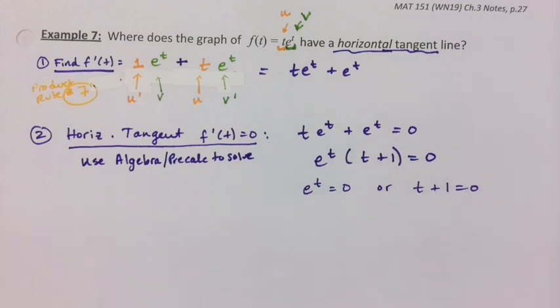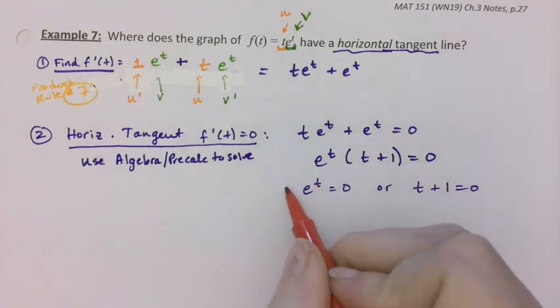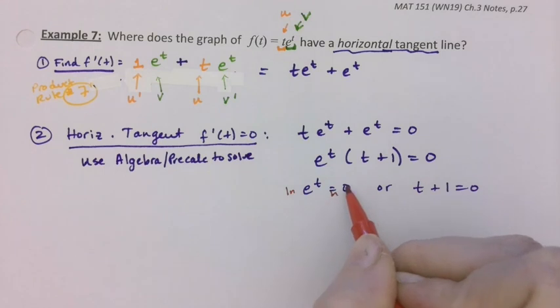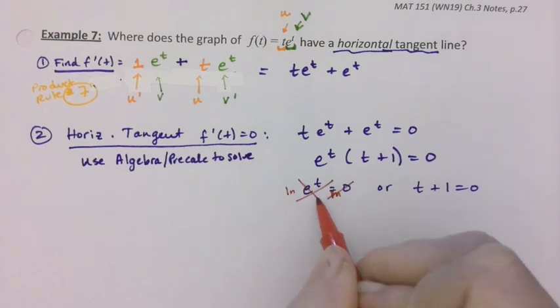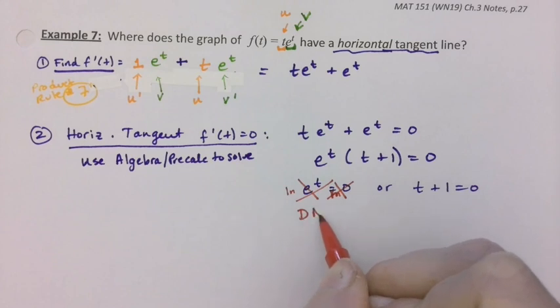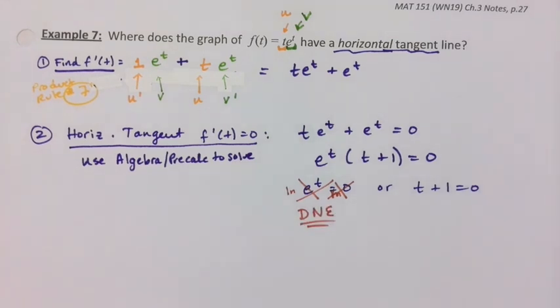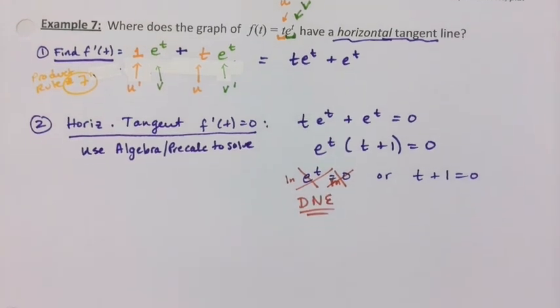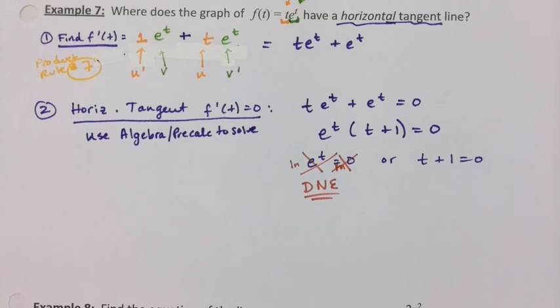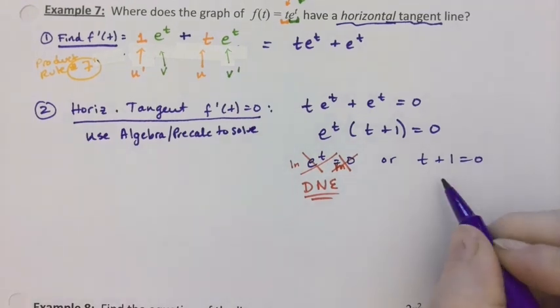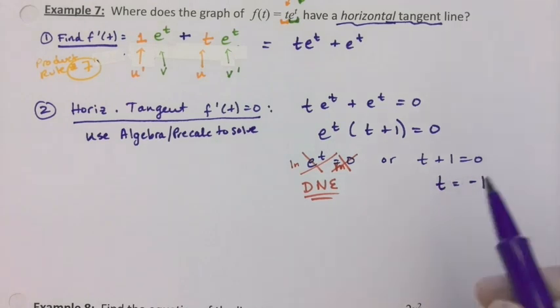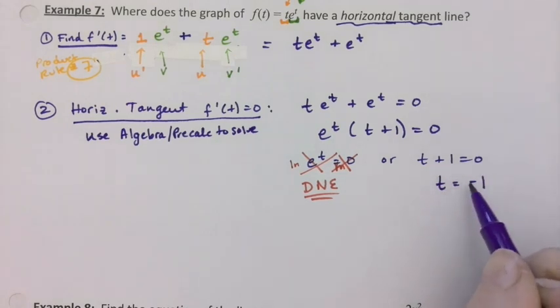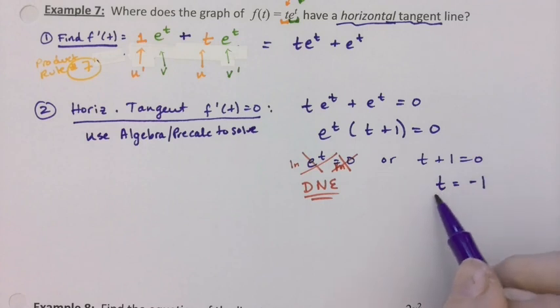But the one on the left is impossible. If you try to take the log of both sides, you get the log of 0, which cannot happen, right? So this is impossible, does not exist. Right? You cannot take the log of 0. There is no exponential function that will ever intersect the x-axis unless you give it a vertical shift of some kind. So this would be t equals -1 because you'd subtract 1 from both sides. So there you go. So there's t equals -1.